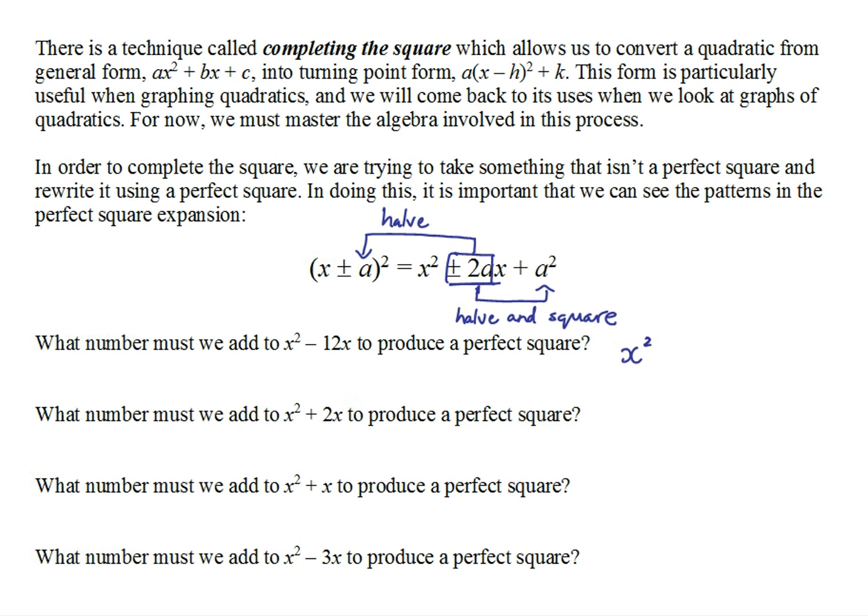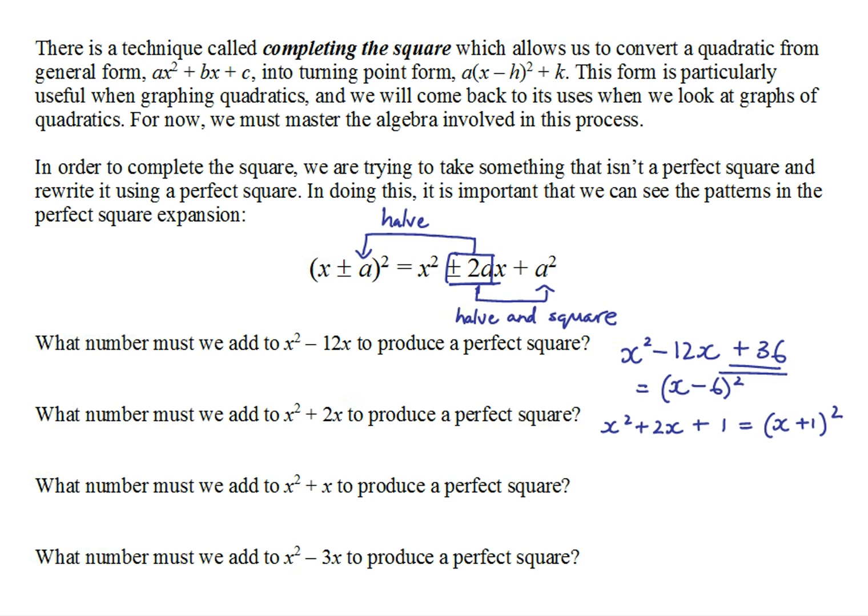So we would need to add 36 onto the end here to make this a perfect square. And when we do that, this will now be x, and we're looking for half of the coefficient of x, so minus 6 all squared. Looking at the next example, x squared plus 2x, so we want to halve and square. Half of 2 is 1, and 1 squared is 1. So plus 2x plus 1, that's a perfect square, and it is equal to x plus 1 all squared.